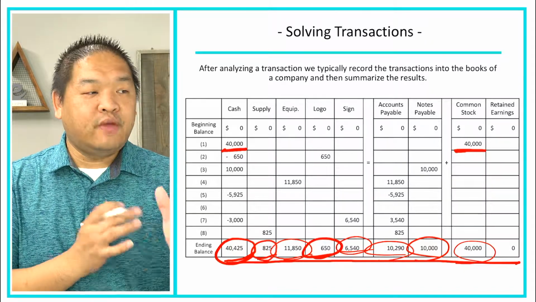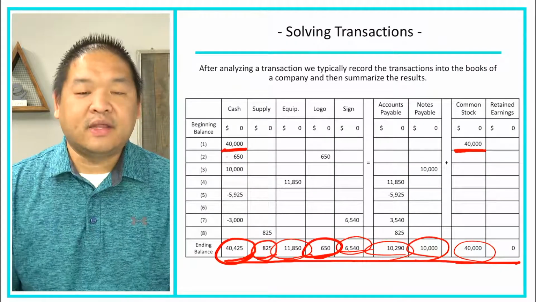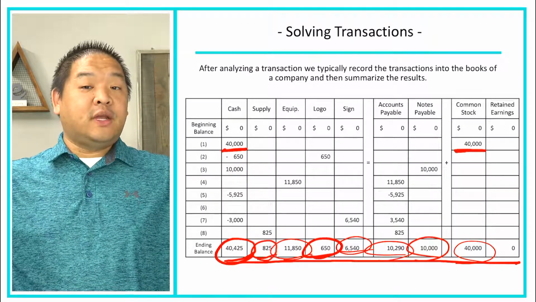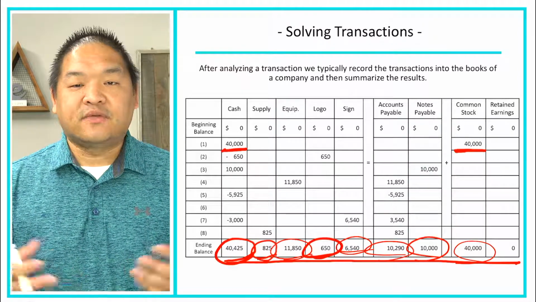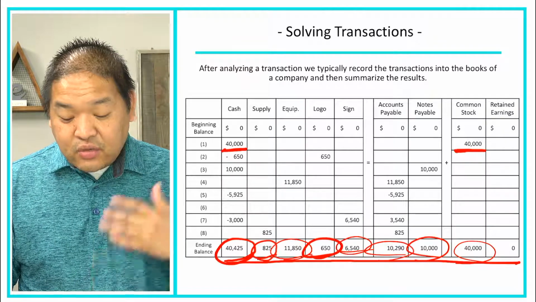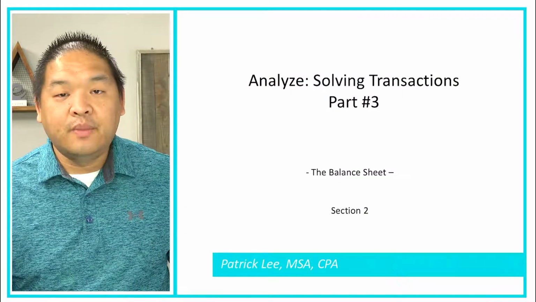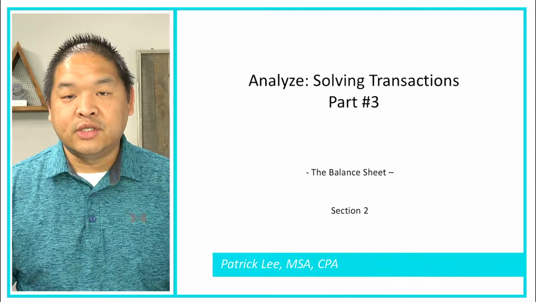So once we've analyzed it, we then kind of post it to a chart like this, which can be summarized, and then we can get a greater picture of what's going on. And this also gives us our ending balances for all of these accounts. So that's what we're trying to do, is solving these transactions. I hope over the past 8 examples, you have a better understanding of what we're trying to do.